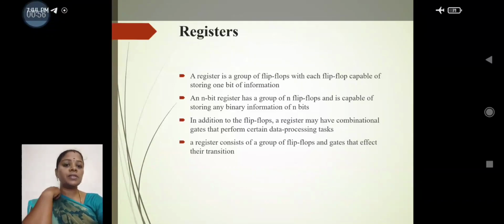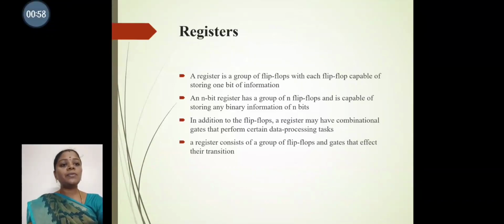A register is a group of flip-flops with each flip-flop capable of storing one bit of information. So if the register is of 8 bits, then it contains 8 flip-flops and it can hold 8 bits of binary information. And a register can contain flip-flops as well as combinational gates that perform certain data processing tasks.